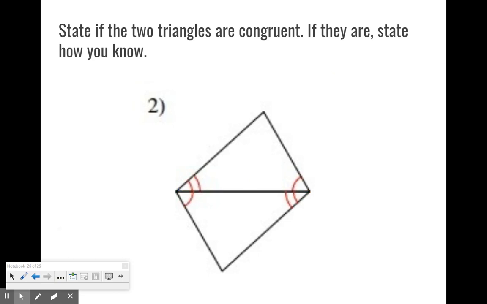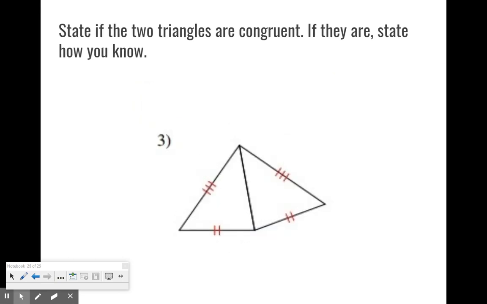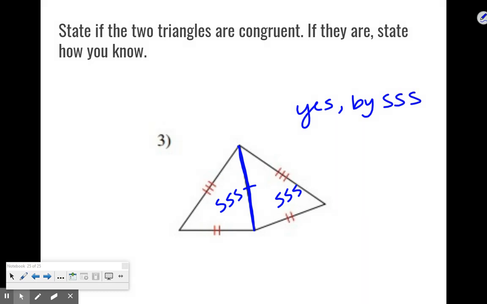Number three. Looks like these ones are right next to each other like this. When I see these right next to each other like this, I can say that they are congruent. So notice that I have all three sides in this triangle, all three sides in this triangle. So yes, these triangles are congruent by side, side, side.